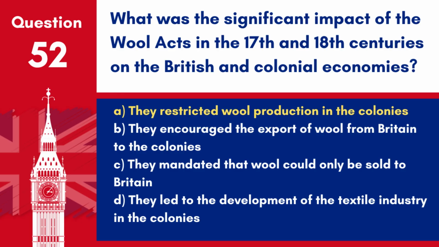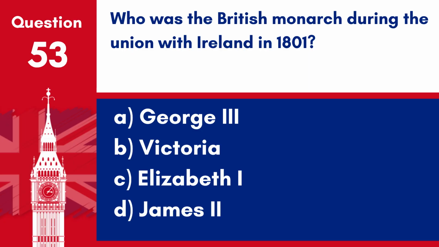Answer A. They restricted wool production in the colonies. The Wool Acts were designed to protect the British textile industry by restricting the export of wool from the colonies, thereby impacting colonial economies by limiting their ability to process and sell wool.